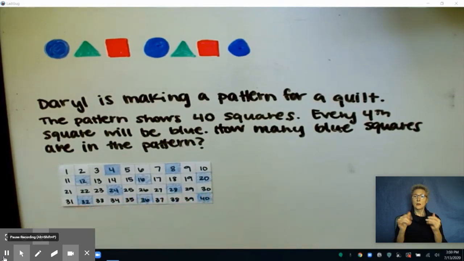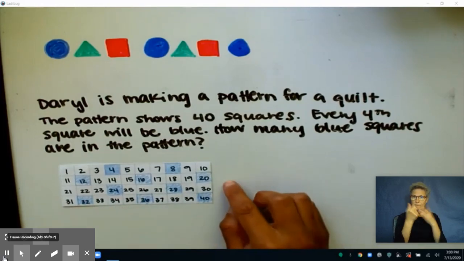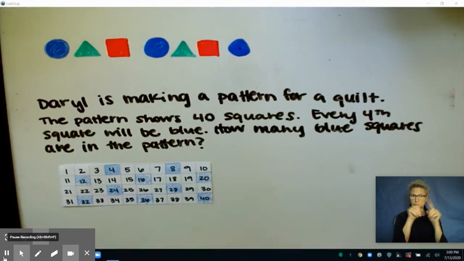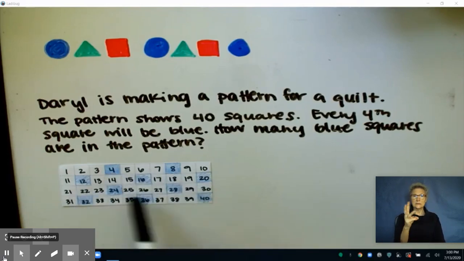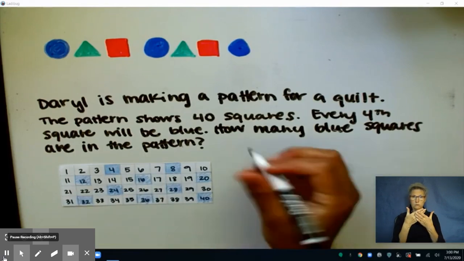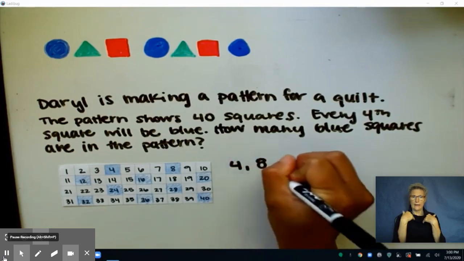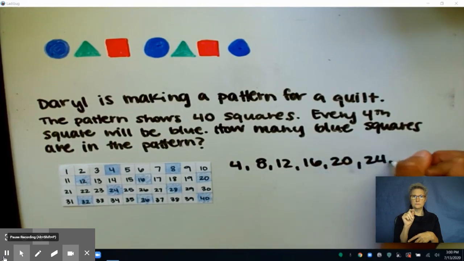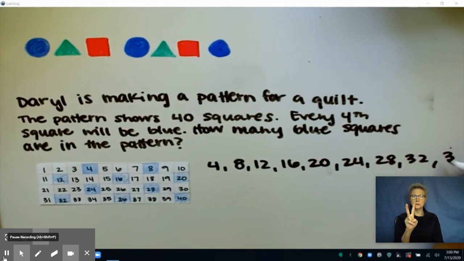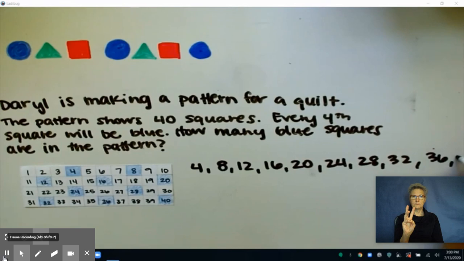All right, so now I've got this number grid colored in here, and I'm able to use this to help me figure out how many total squares will be blue in my pattern. I see that the squares that are 4, 8, 12, 16, 20, 24, 28, 32, 36, and 40 will all be blue squares. So I have these numbers here: 4, 8, 12, 16, 20, 24, 28, 32, 36, and 40.